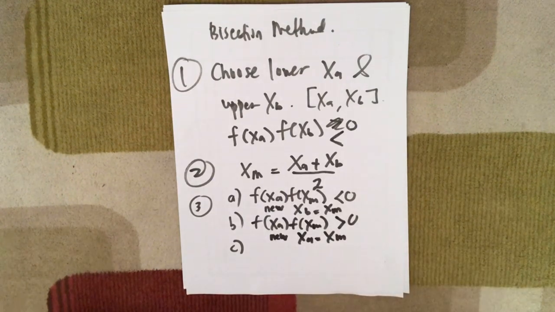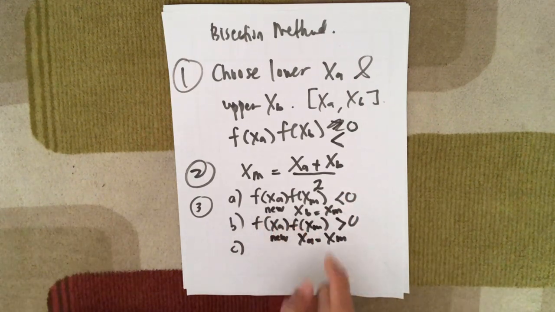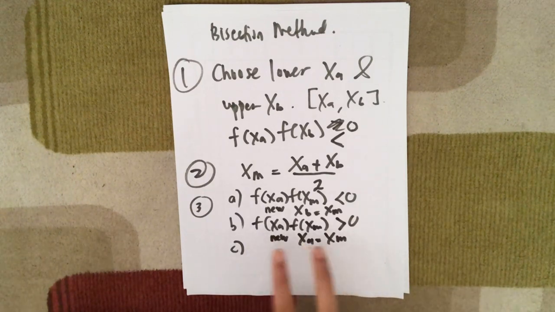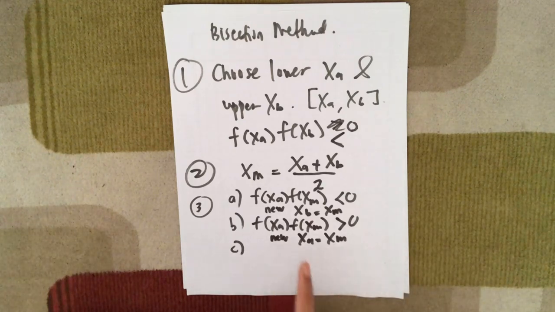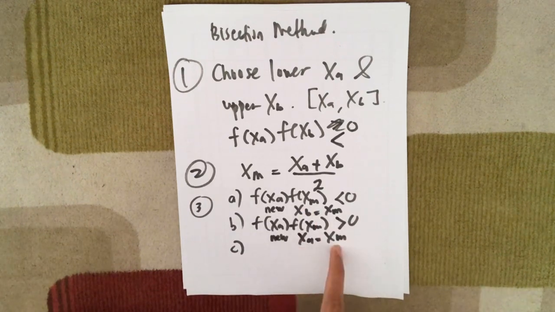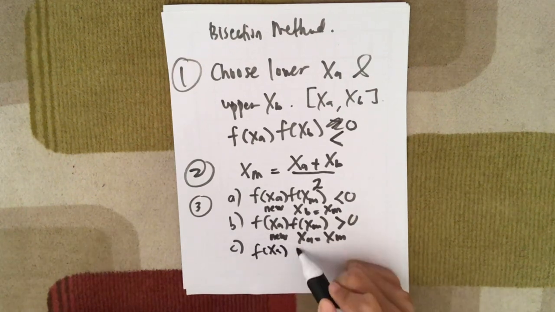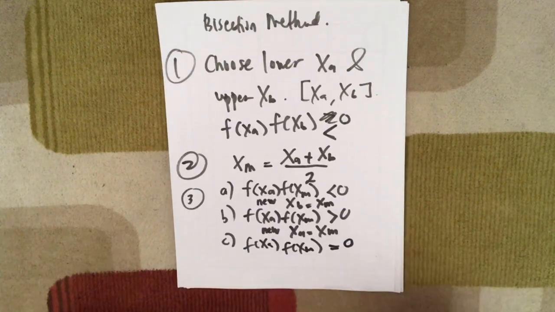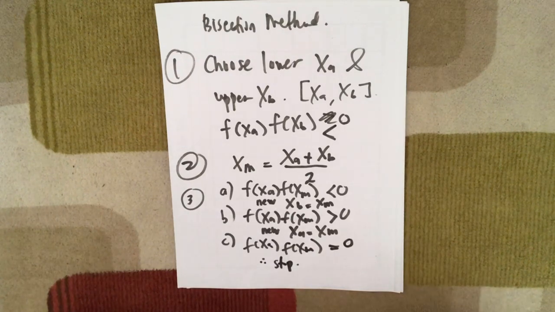Okay, for B, kalau you tengok tadi FXA, FXM less than 0, so that means your new XB will be replaced with XM. For B, your FXA, FXM still dua benda yang sama, but now is greater than 0. If it's greater than 0 means that it's a new XA. XA will be replaced with XM. And the last one, if your FXA times FXM is equal to 0, then you will stop. Stop means stop calculation.